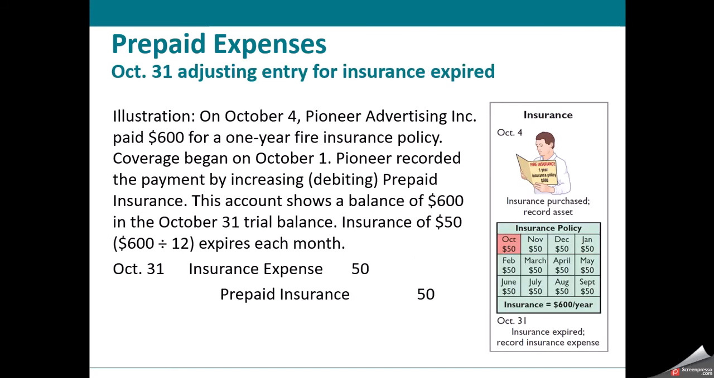Okay, then we have they paid for a $600 1-year fire insurance policy, and that was on October 1st. We're now at October 31st, and we realize that we have to charge 1 month of it off to expense. So we take the total we paid, divide it by 12 to get that 1 month amount, and we debit insurance expense, and we credit the prepaid. And here kind of shows you like we're going to do that every single month until we get to the end of the year and we've completely charged all of it off to expense.